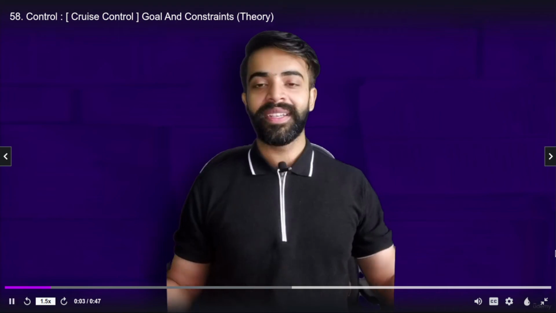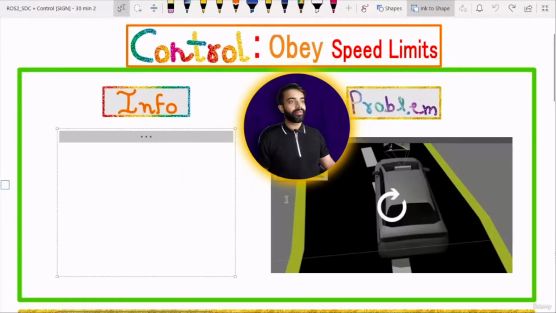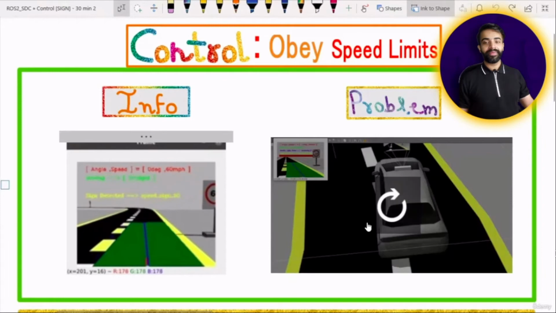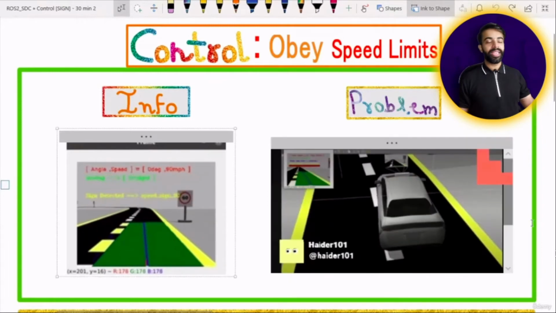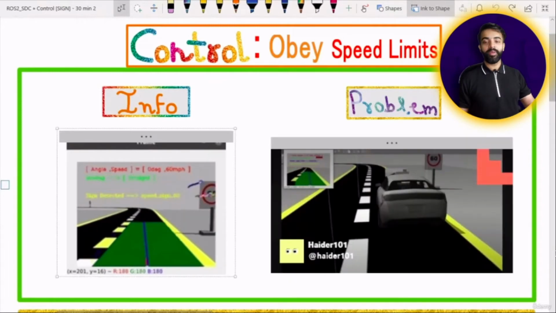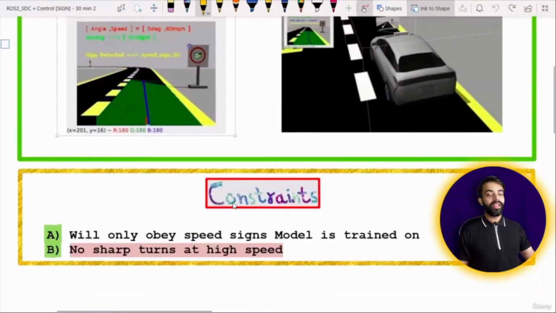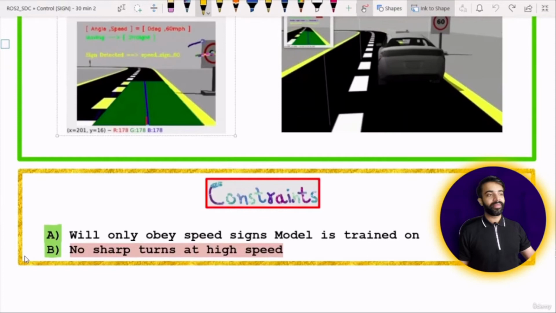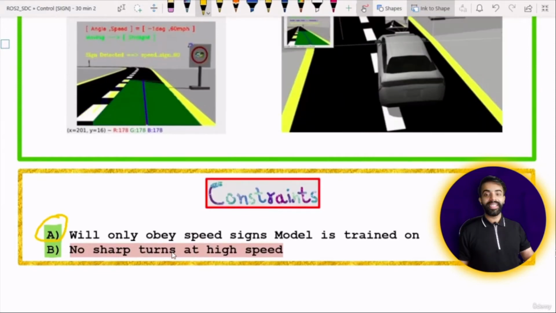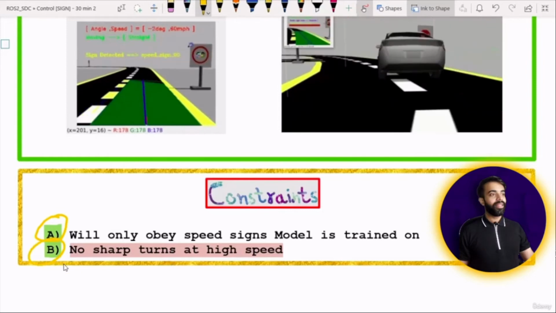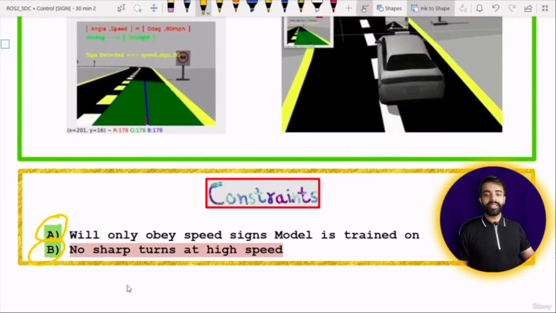Starting with the first feature, which was to obey the area speed limits, we have the following information. Here we can see the information being extracted from the speed signs in sign detection. From this, we are aiming to provide the self-driving car the ability to adjust its speed to comply with the area speed limits. And following are the constraints that we need to be wary of while proposing a solution. Number 1, our car can only obey the speed limits on which it is trained. Any other speed sign will simply get ignored. Number 2, turning at high speed will still be a problem, so we need to adjust for that.